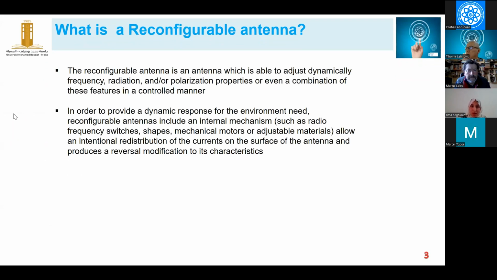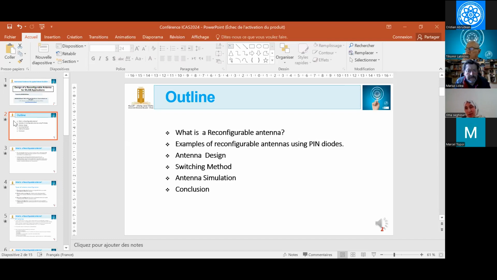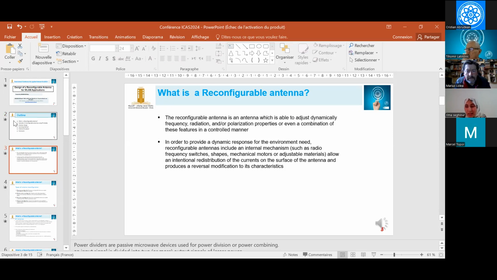Okay. What is the reconfigurable antenna? The reconfigurable antenna is an antenna capable of modifying its frequency and radiation property dynamically. To obtain a dynamical response, a very popular common method is to use RF switches, varactor, mechanical actuator, or tunable materials to introduce the variation in the current distribution.